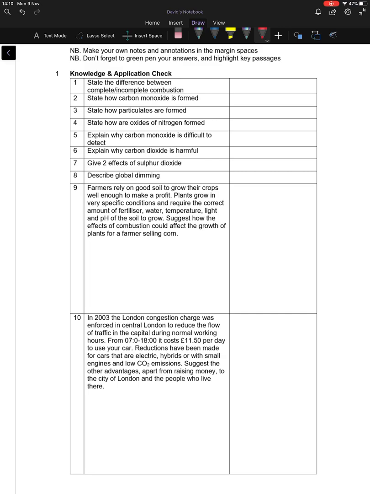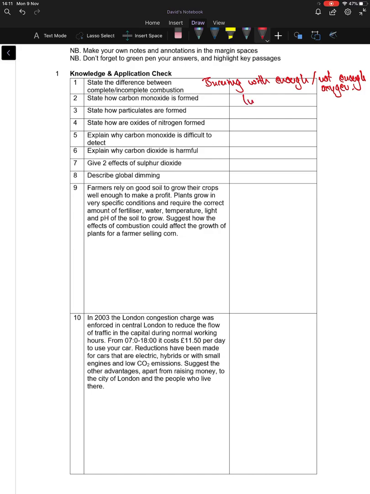Right, hopefully you've had a look at video 2. So if we just have a look at the knowledge application check questions, let's go through some of these answers to finish. What's the difference between complete and incomplete combustion? So it's burning with enough or not enough oxygen.